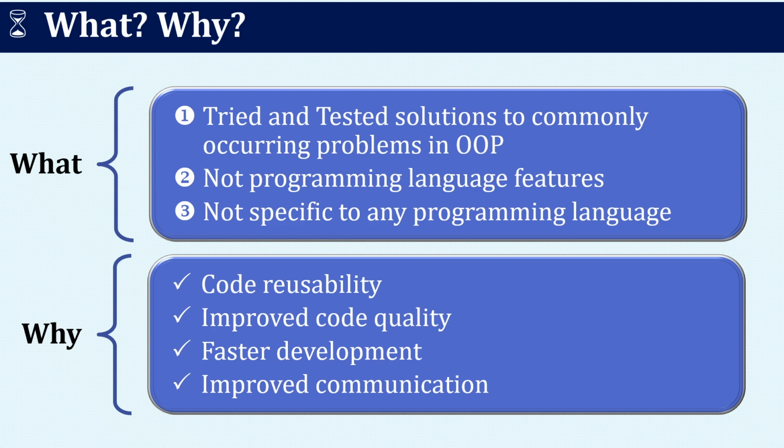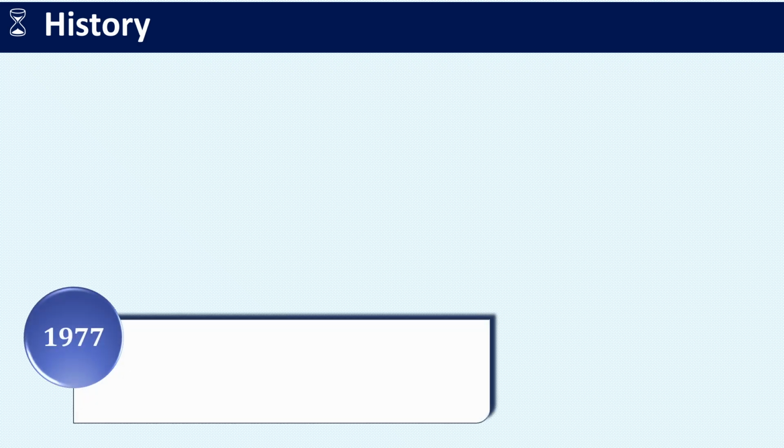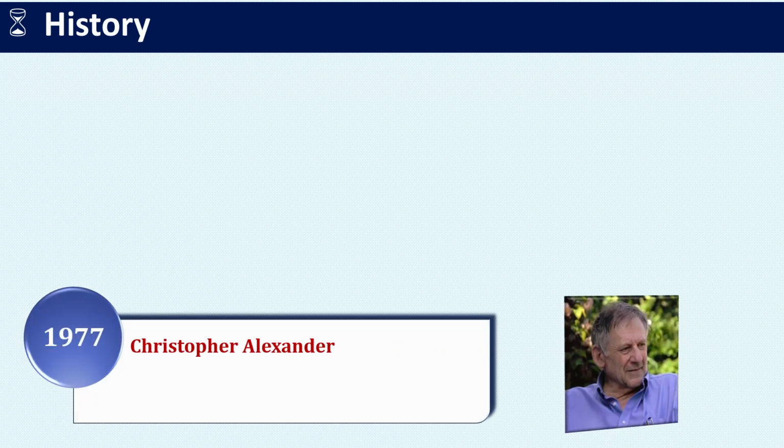Before diving into design patterns, let's see the short story behind this. In 1977, Christopher Alexander focused on identifying and documenting recurring patterns in building architecture, and he published a book called A Pattern Language. This book explores solutions to common problems in designing buildings and towns, like how high a window should be, how many levels a building should have, etc.